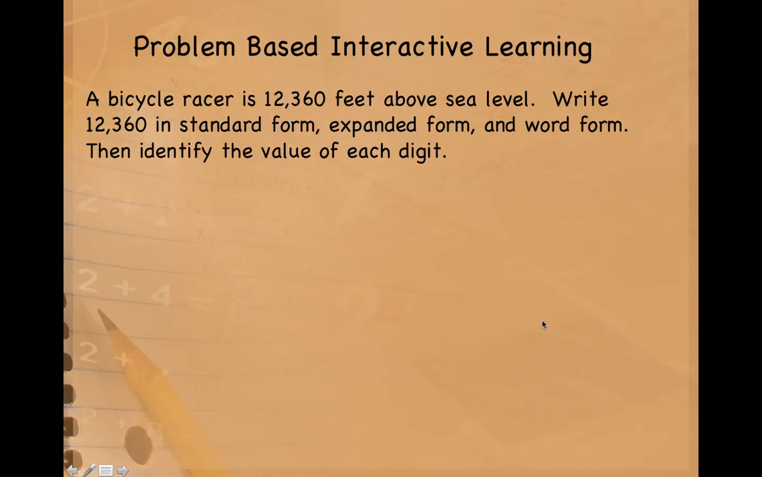Let's look at another example. A bicycle racer is 12,360 feet above sea level. Write 12,360 in standard form, expanded form, and word form. Okay, so that's what we're doing. So let's see. First, we need to write it in standard form. So that means we're just going to write down the number. That's standard form. And go ahead and write standard form right next to it so you become familiar.